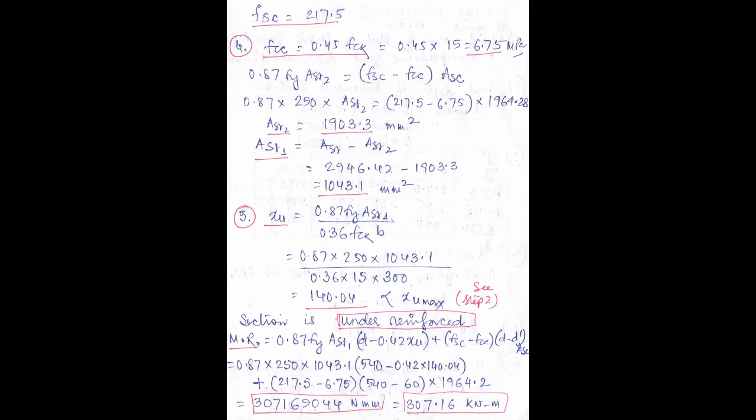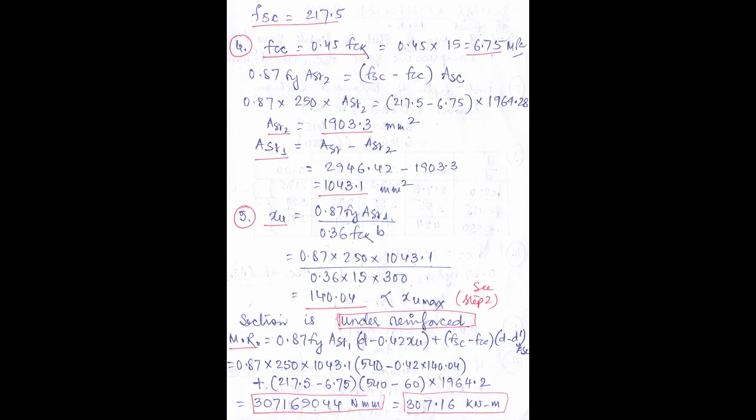Next, what we have to do? We have to find out the value of AST1. What was that? AST1 is equal to total steel reinforcement in the tensile zone, that is the AST, minus this AST2. So AST value 2946.42. From where we have got it? Step number 1. Minus AST2, just now we have got it, 1903.3. So put this value, we are getting AST1 as 1043.1 millimeter square.